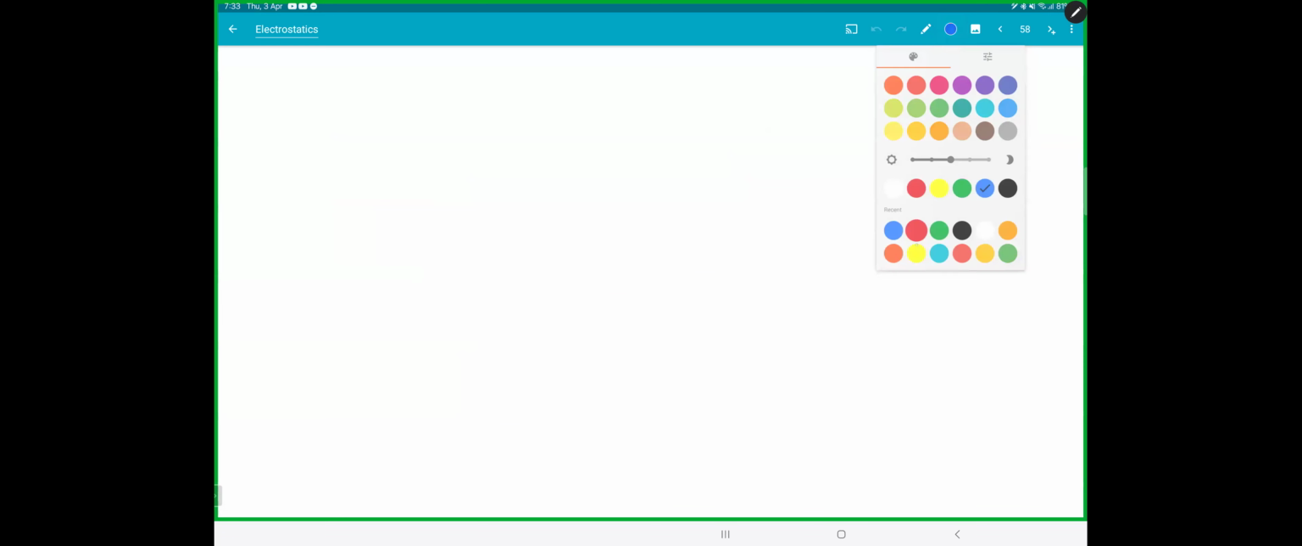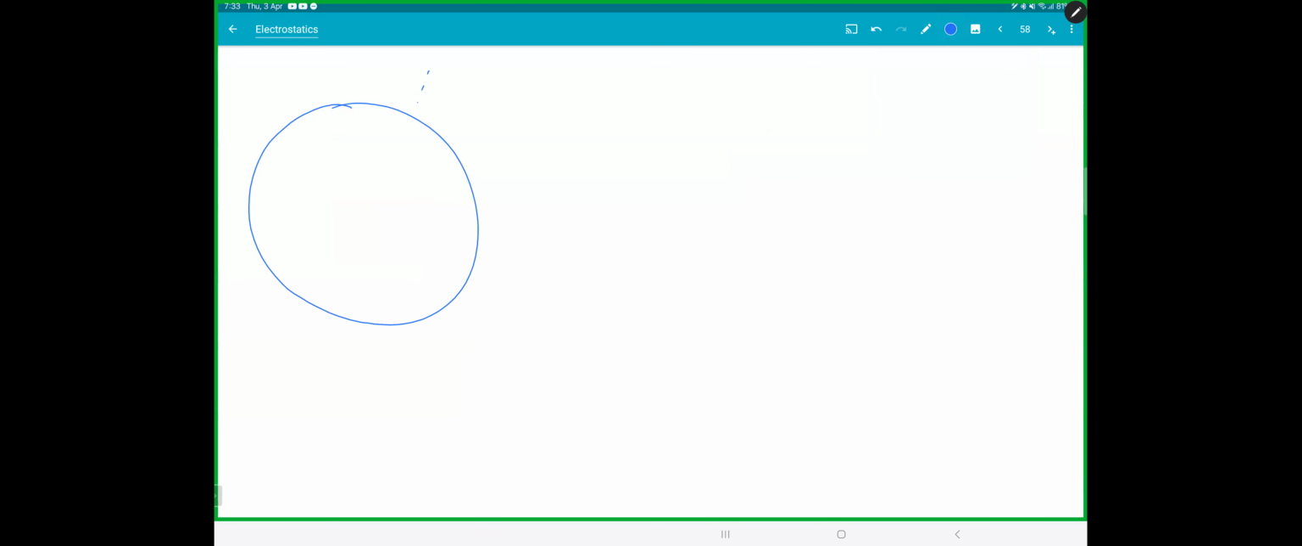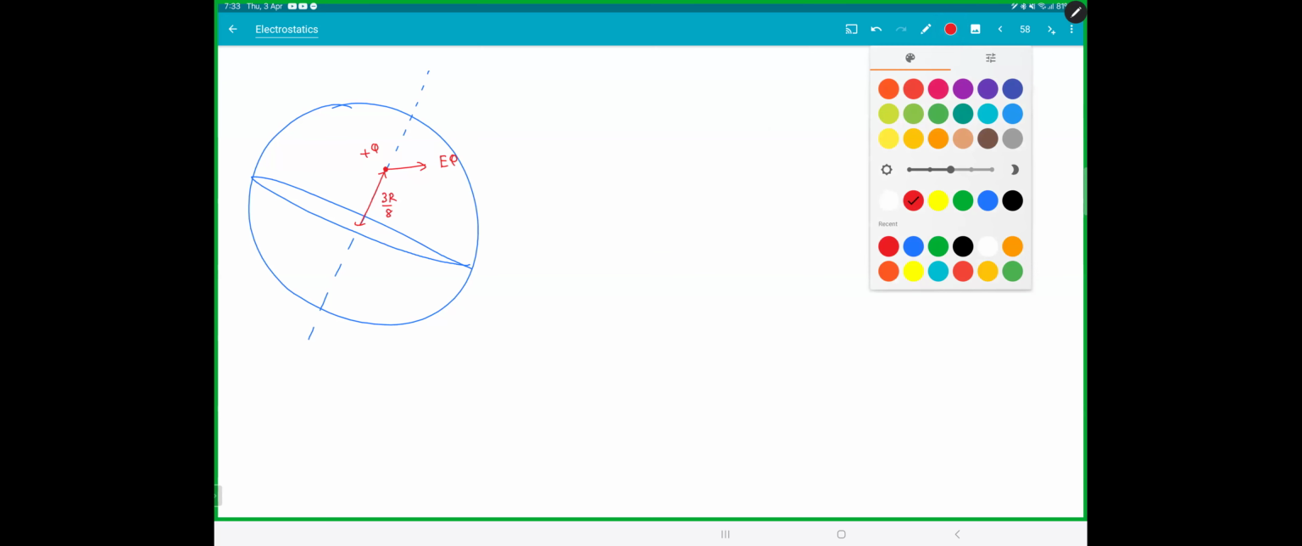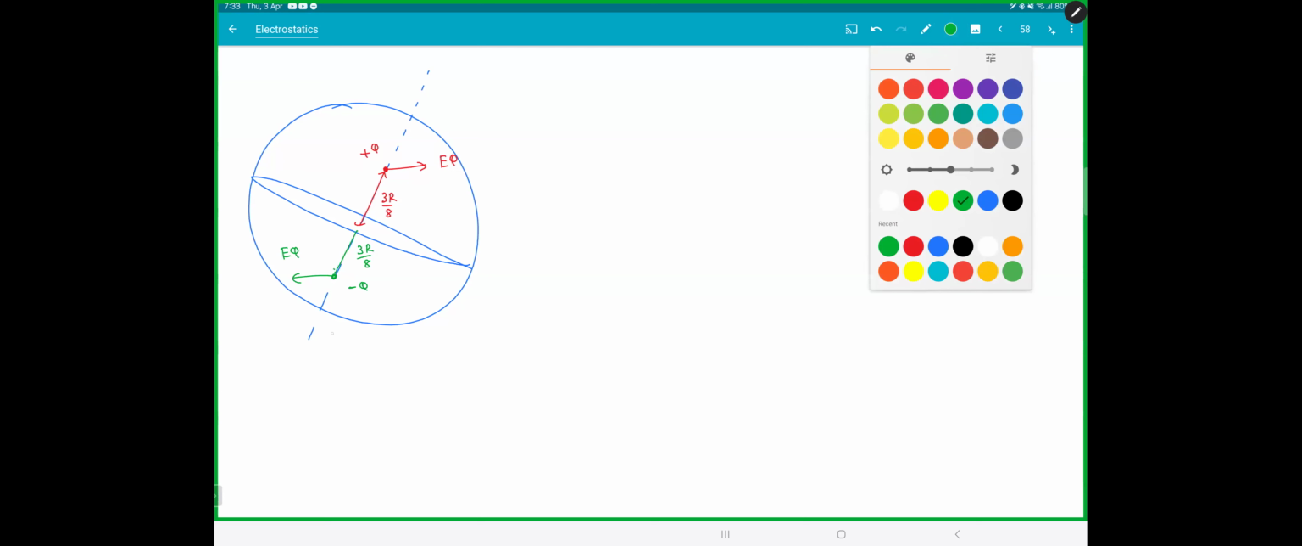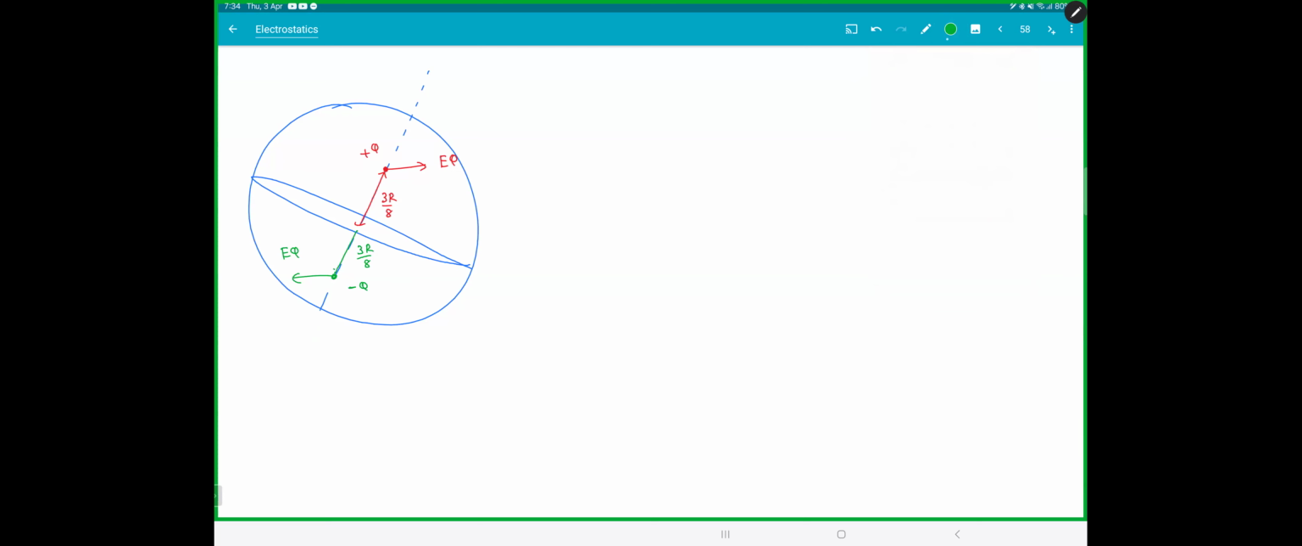So now how will the question look? Let's say the sphere is rotated by theta. All the upper charge can be located here, plus Q. This will experience a force EQ. This distance is 3r by 8. This will be minus Q, and this will be EQ backward. This will also be 3r by 8. This will be the friction. This is alpha, and this is the acceleration of the center of mass.